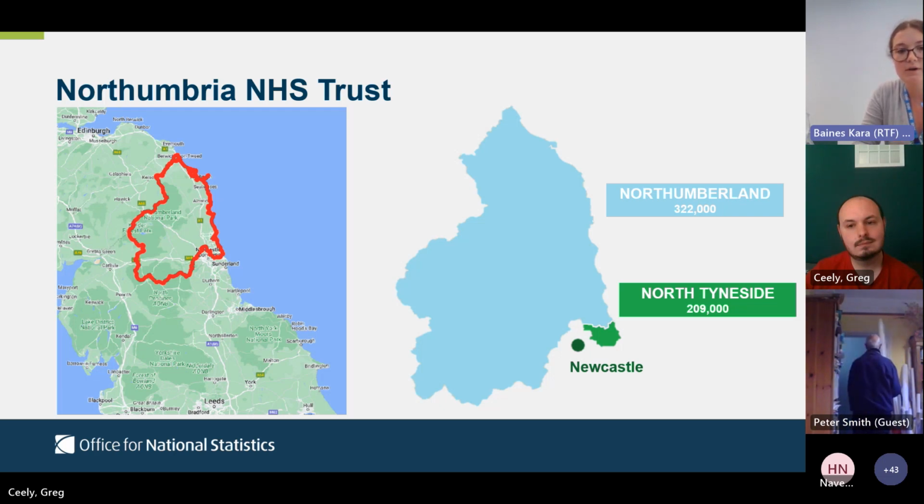So I think it's probably best now that I explain what a lower super output area is. It's a bit of a mouthful. It's LSOA. So within our two local authorities here, we have 328 lower super output areas. So each one contains about 1,500 people, which makes our total population of 500,000 people. Okay, next slide, please.